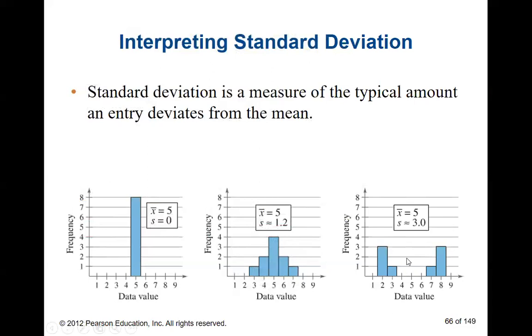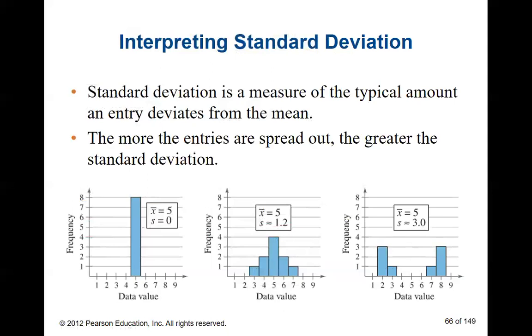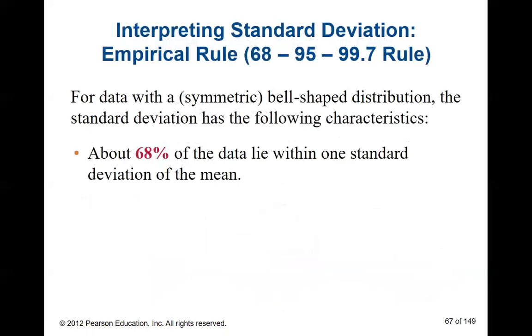Look at this last one, though. My mean is still 5, but I have absolutely nobody in the data list that has a response of 5. And look what's happened to my standard deviation. It's gone up to 3, and that's because most of the data is very different from the mean. So that's what a standard deviation will help you do, is see how different most of the data is from the mean. The more your entries are spread out, the larger your standard deviation will be.